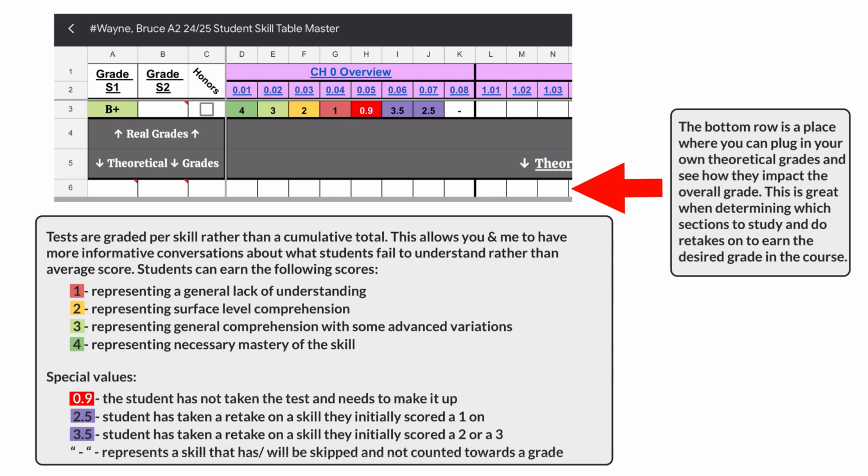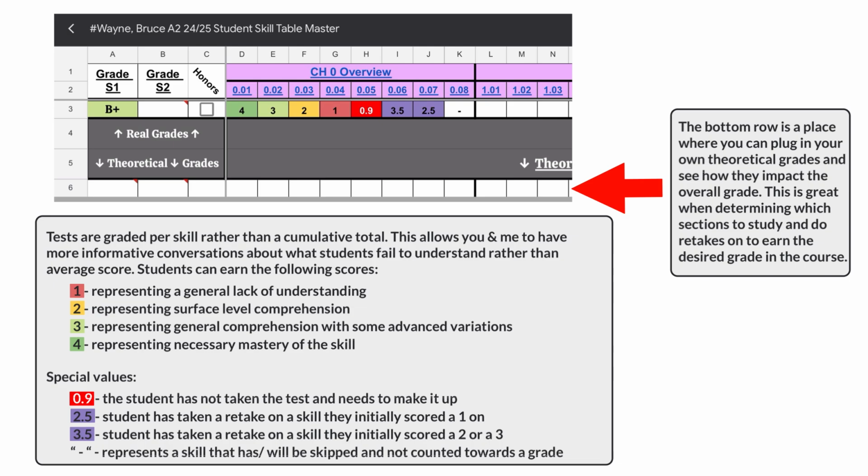A 4 represents necessary mastery of the skill. Doesn't mean that the problem is perfect, there still might be some errors present, but it does showcase that the content that this skill was primarily focusing on that is new to their knowledge base, that is something that they have shown mastery over at an Algebra 2 level.